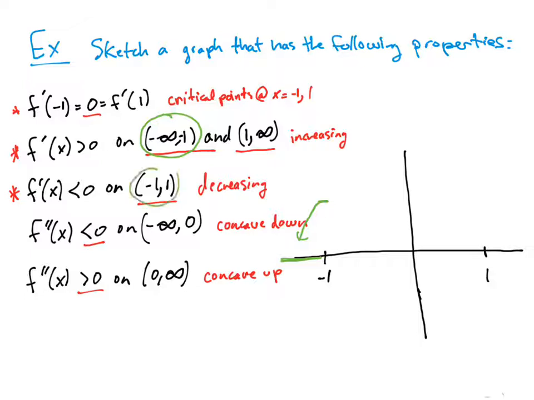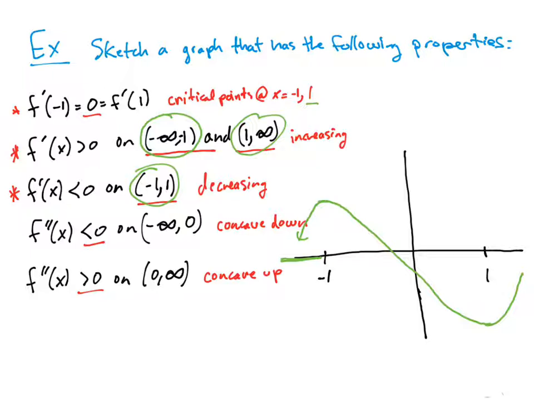Down here, we're decreasing from -1 to +1. So it looks like the function is going to be decreasing down to 1. And then we have another critical point at +1. So the graph is going to level off again. And then it starts to increase again. So it's going to start to do something like this.